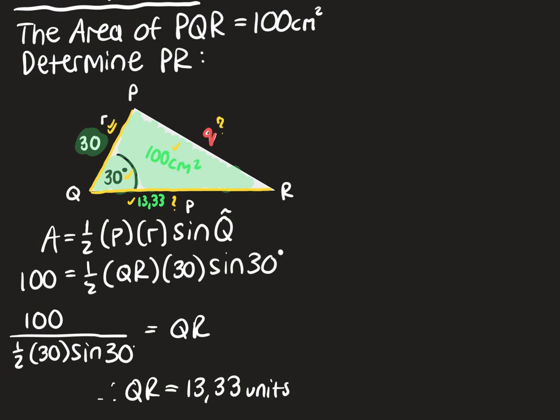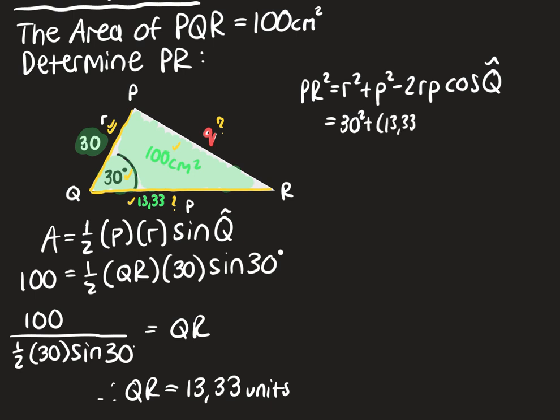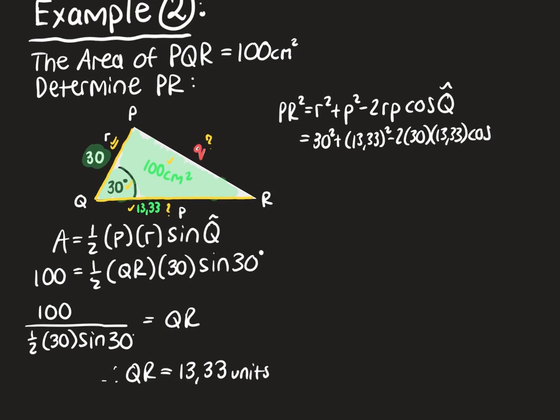And more specifically, we're going to be saying PR squared equals R squared plus P squared minus 2RP cos of Q. So that's going to be R squared, which is going to be 30 squared, plus 13,33 squared, minus 2 times 30 times 13,33, cos of 30. And that's going to be equal to PR squared.